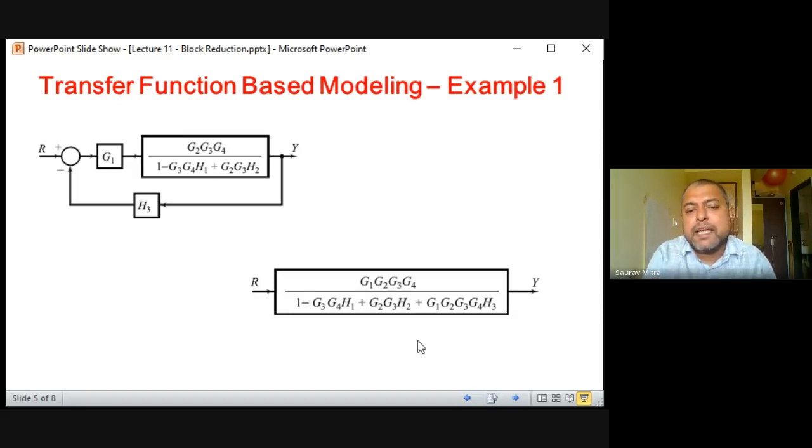Okay, so now the final line you have to write in the exam is the transfer function Y(s) by R(s). I write R and C, but they are writing Y(s) by R(s), so whatever is given in the numerical, you have to go with that notation. So Y(s) by R(s) is the transfer function, that is equal to G1 G2 G3 G4 divided by 1 minus G3 G4 H1 plus G2 G3 H2 plus G1 G2 G3 G4 H2.